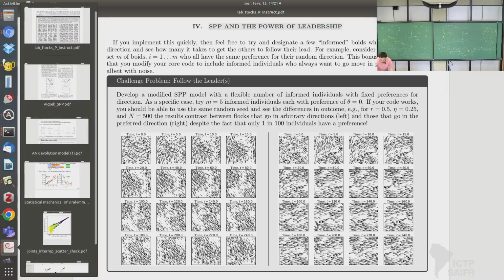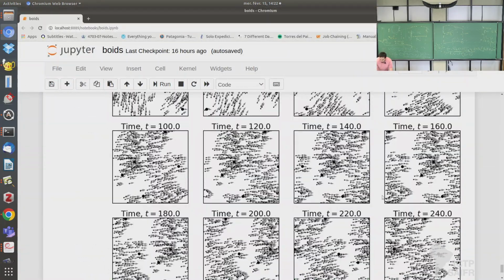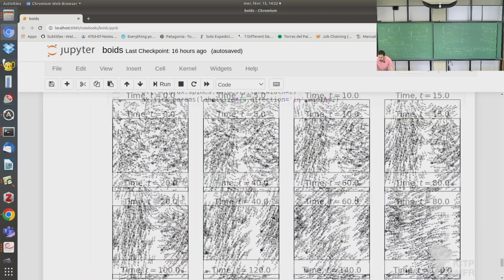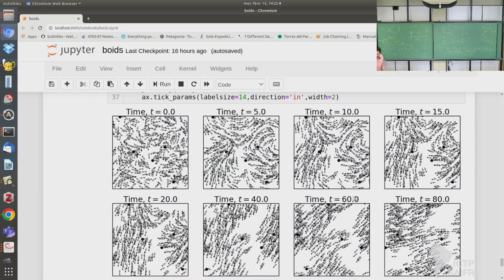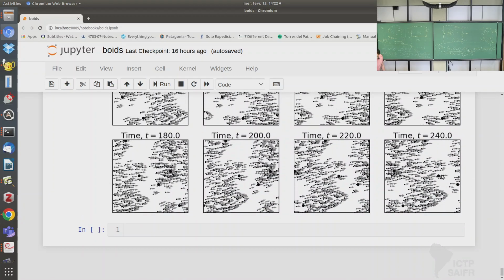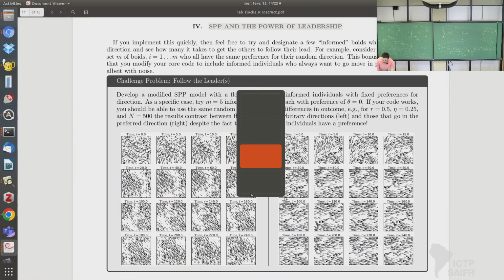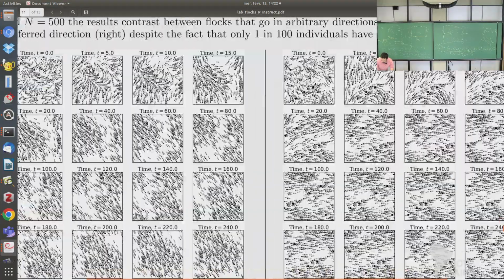This is just one realization, but trust me, I tried it, and you can do it several times from random conditions. You end up in a situation where they all go in the direction of the informed individuals, which is in this case the dots. Maybe it's actually easier to see it from here.